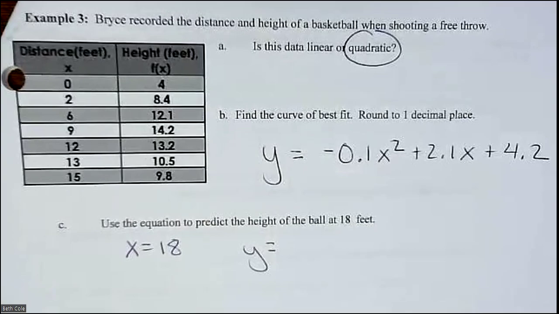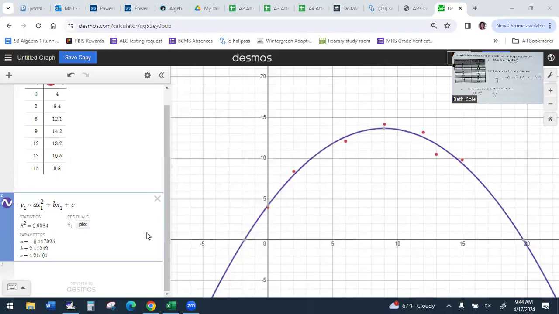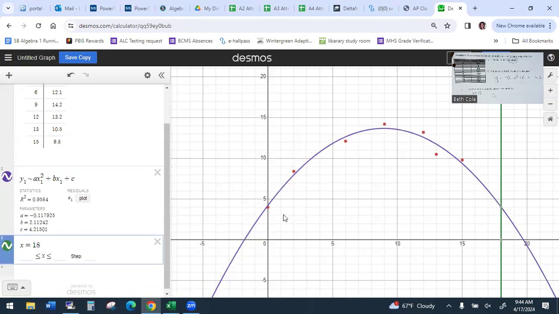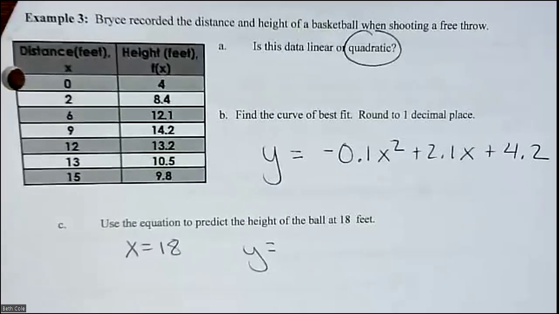Let me share my screen again. So I'm going to type down here x equals 18. And then what do we get for our y value? 4.013, yep, 4.0, okay? And it's feet.